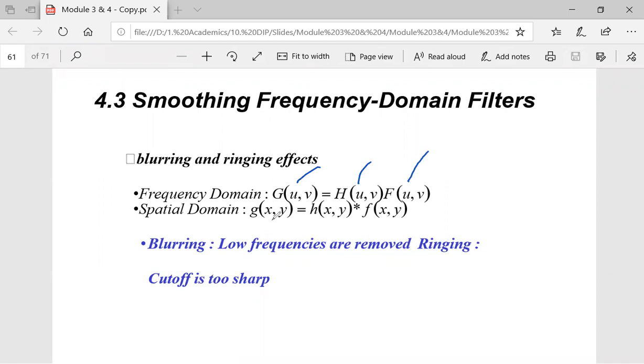In the spatial domain, in module 3 we have seen this is the transformed image. Here h of x comma y is the transformation T, and f of x comma y is the original image. Blurring with respect to the low frequencies is removed, and the ringing cutoff is too sharp. Okay, fine.